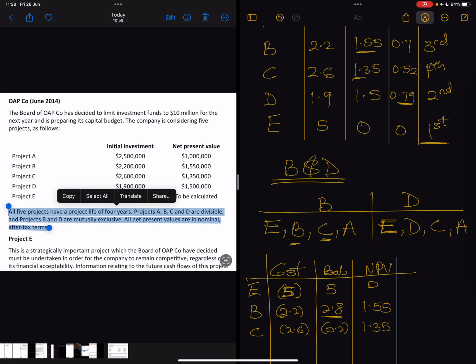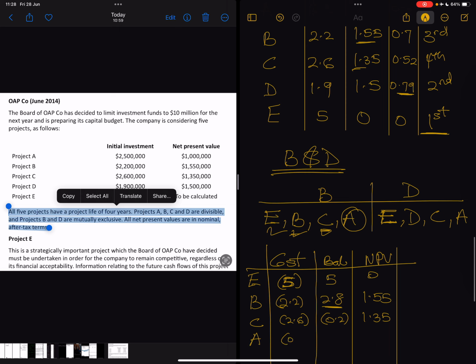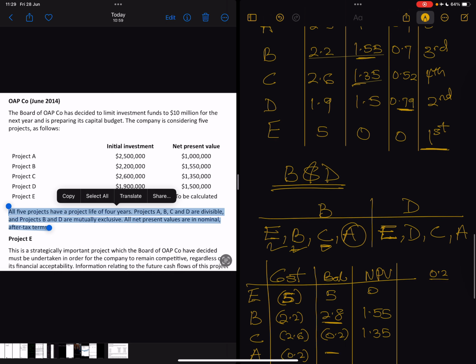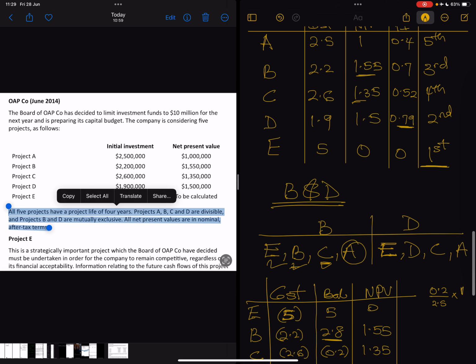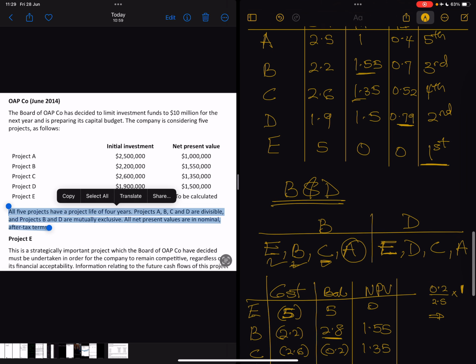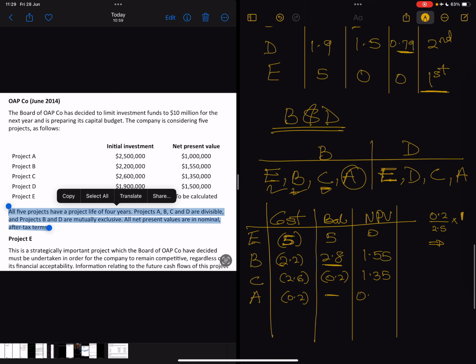Now, after we've done this, we still can do A. We only have 0.2 left to do A because that is divisible. So we'll do A, but we only do 0.2 of A so that we have no money left. Then we only make NPV of 0.2 divided by the total cost of A, which is 2.5, multiplied by the total NPV available for A, which is 1. So we'll get 0.2 divided by 2.5 times 1. So we have additional NPV from A, that is 0.08.